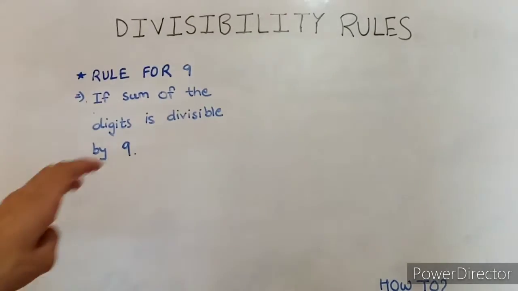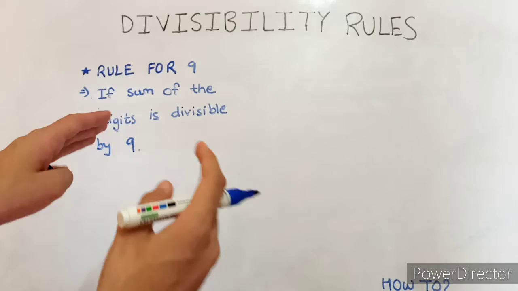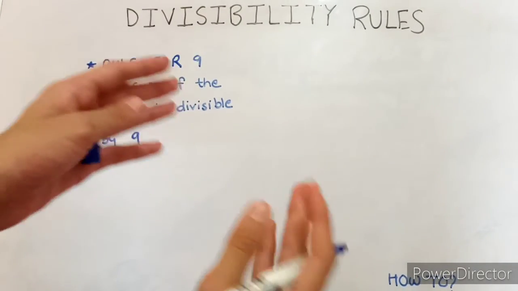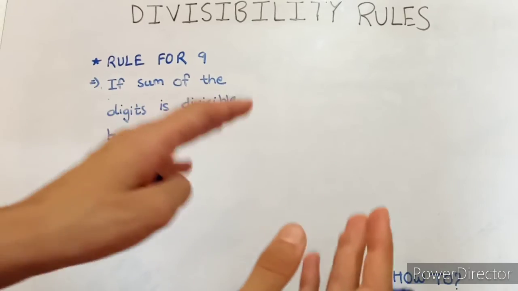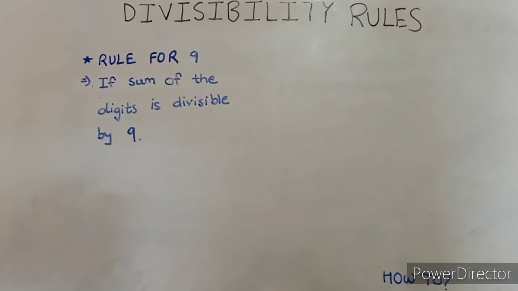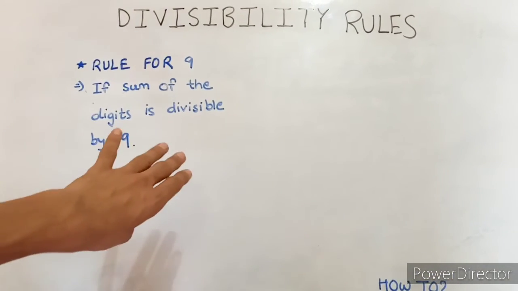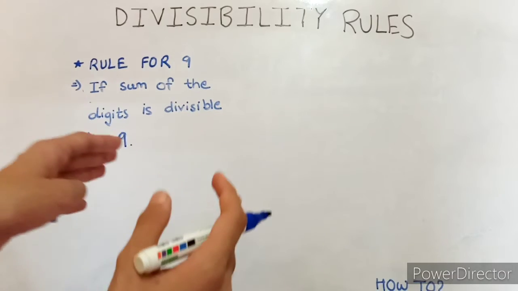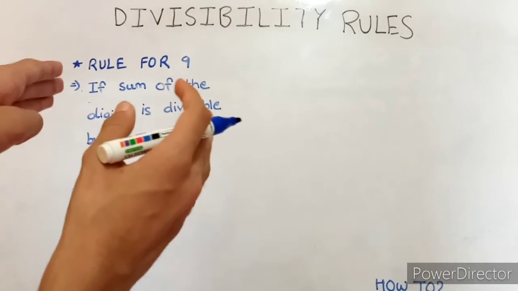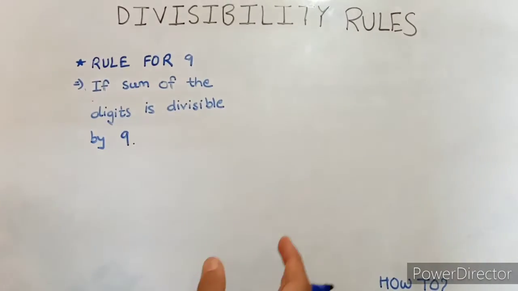Now let's check the last rule for today, that is the divisibility rule for 9. We are going to cover the other divisibility rules in the next video, that is for 7, 13, 25, etc. Let's see today for 9. Now the rule is very simple, and it is similar to 3. If the sum of the digits of the number is divisible by 9, then the whole number is divisible by 9. Let us take an example and clear it.